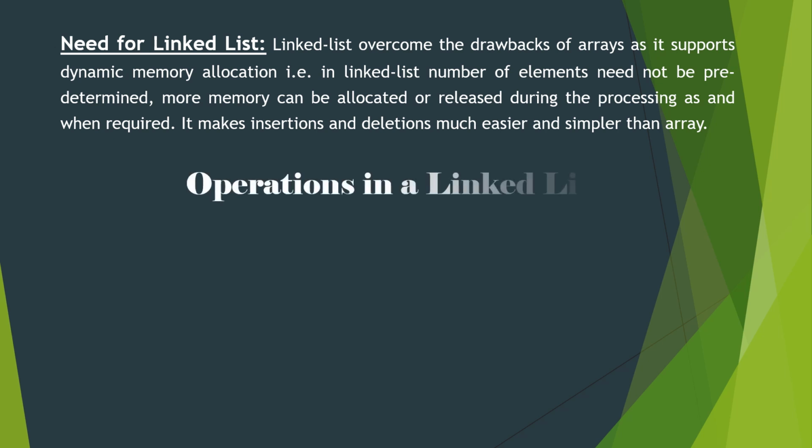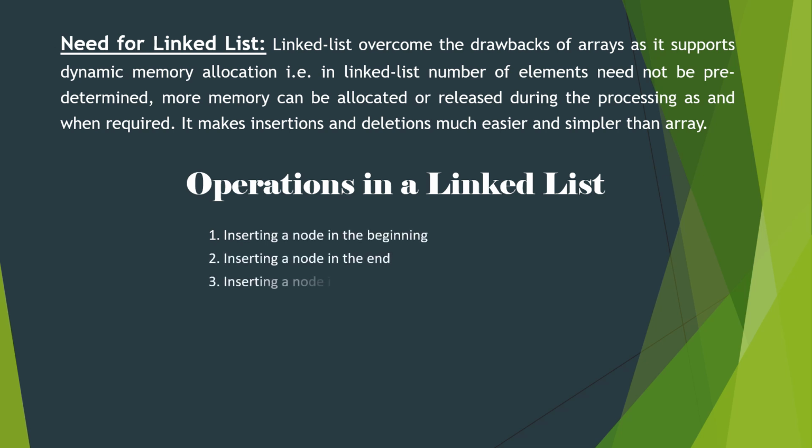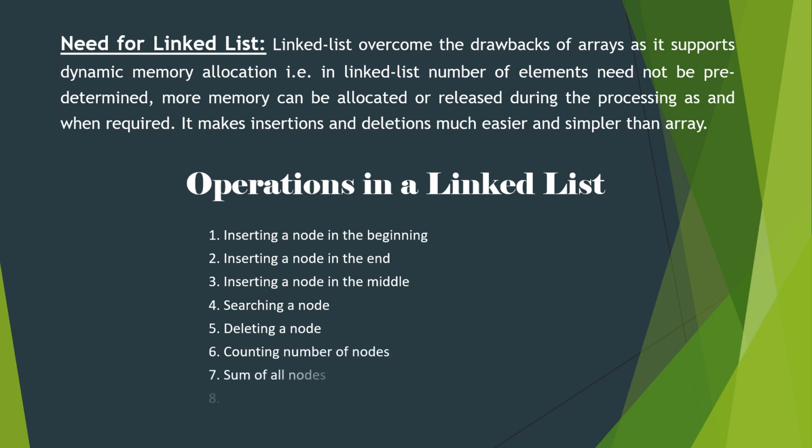So what are the common operations in a linked list? There are various types of operations in a linked list, but some common operations: inserting a node in the beginning. We can add a node in the beginning. We can add a node in the end. We can add a node in the middle. We can search a particular node's information. We can delete a node. We can count the number of nodes. We can find the sum of all the nodes and display all the nodes. So these are the operations. Now one by one we'll see the algorithm for each operation.